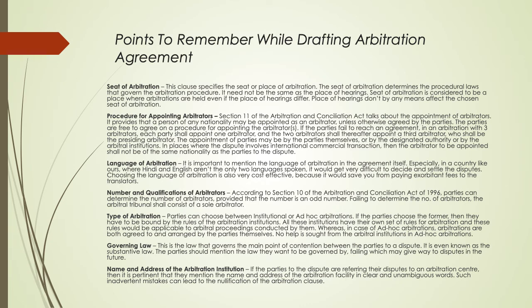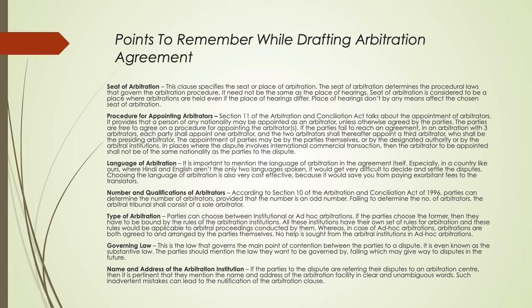Then the number and qualifications of arbitrators. According to section 10 of the Arbitration and Conciliation Act of 1996, parties can determine the number of arbitrators provided that the number is an odd number. Failing to determine the number of arbitrators, the arbitral tribunal shall consist of a sole arbitrator.